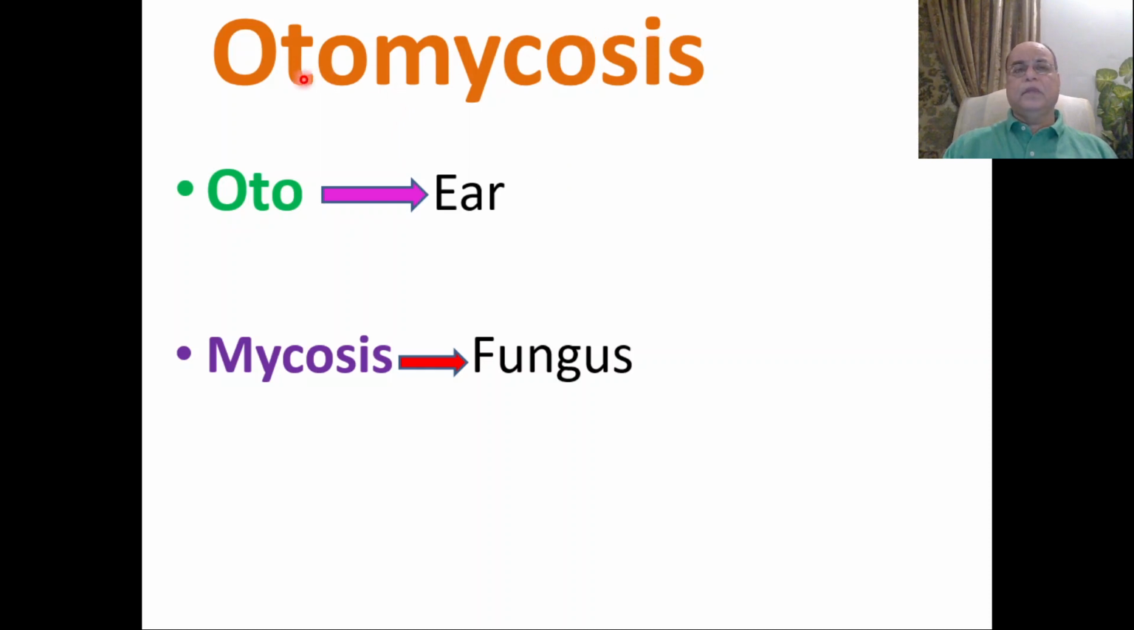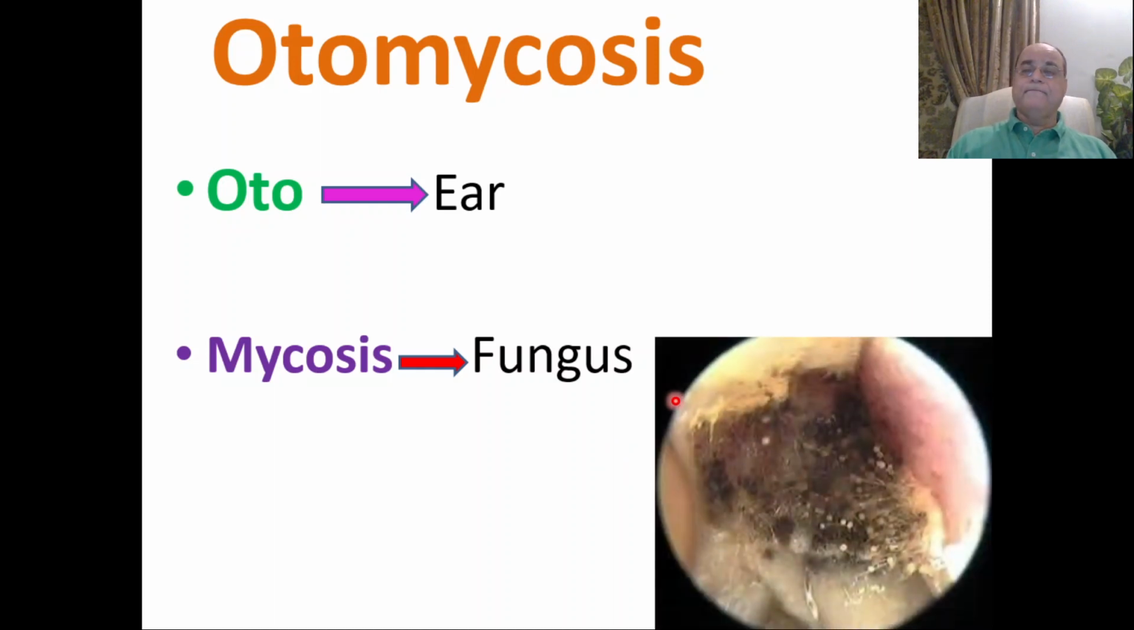Otomycosis, as you know, this word oto is related to the ear, and mycosis is specific for fungus. So together, the word otomycosis indicates that this is a fungal infection of the ear. And this is the otoscopic view of the external auditory canal, and here you can see the fungus ball or fungus mass present in the external auditory canal.